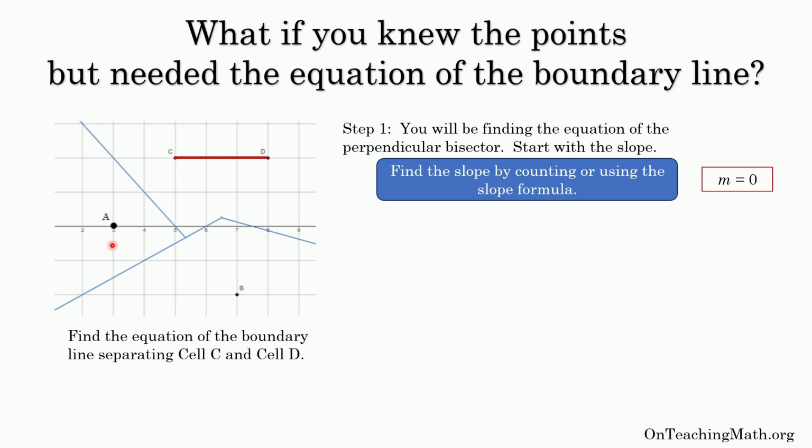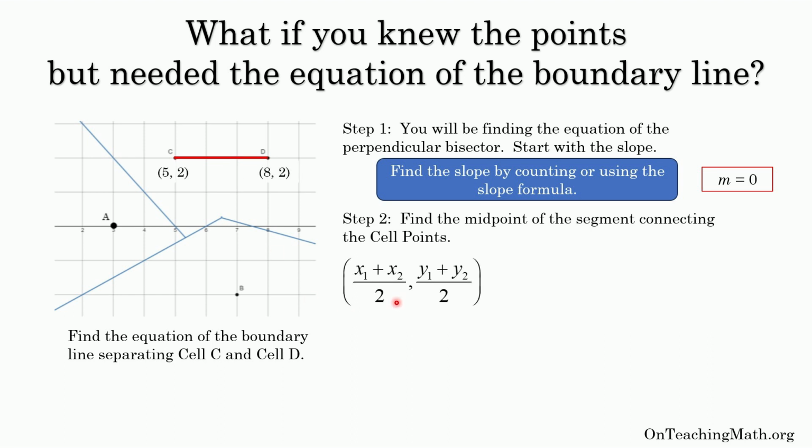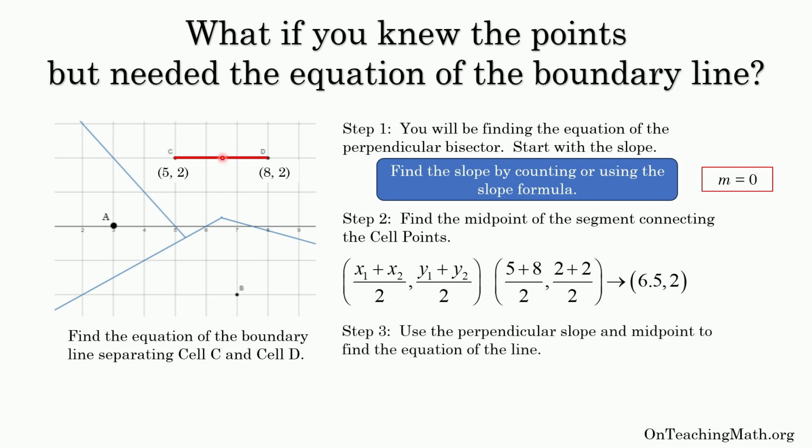The next thing we've got to figure out is through which point our boundary line crosses. It crosses at the midpoint. Remember, it's the perpendicular bisector. So I've got C and I've got D, and I've got to find the midpoint of that because that's the point through which my boundary will cross. My formula for midpoint is x1 plus x2 divided by 2, and then the sum of the y's divided by 2. So let's plug in the values: 5 plus 8 is 13, divided by 2, and then 2 plus 2, divided by 2, which is 2. So (6.5, 2) is the point through which our line crosses.